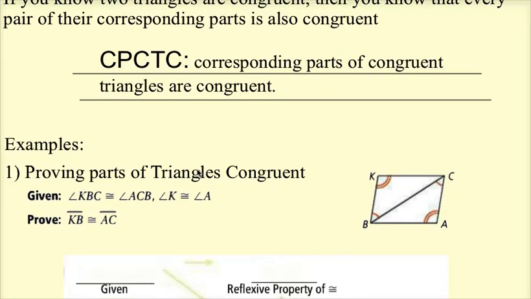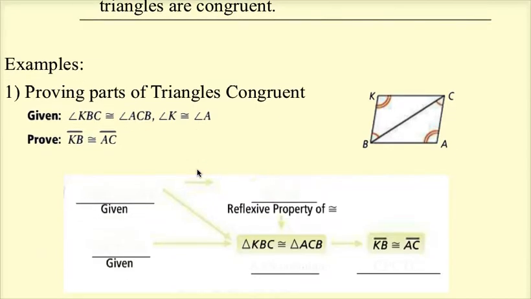So we're going to look at just two examples. The first one is going to be a flow proof, and the second one is going to be a statement reason proof. So our first example, we're proving parts of congruent triangles. My given says that angle KBC and angle ACB are congruent. So KBC is right here, and ACB, follow the order of the letters, ACB is right up here with the one arc mark. And angle K, two arc marks, is congruent to angle A.